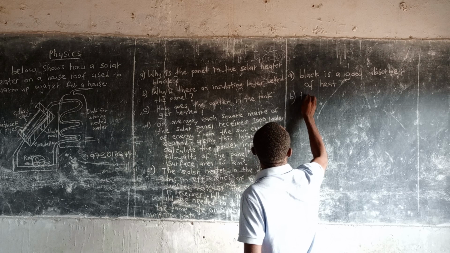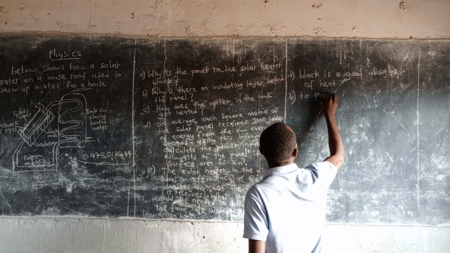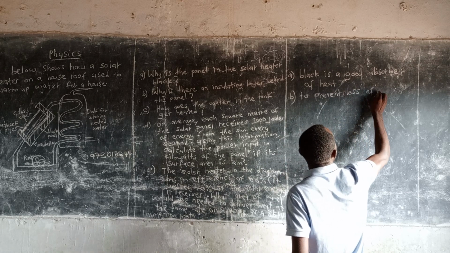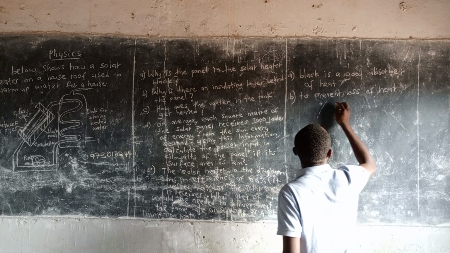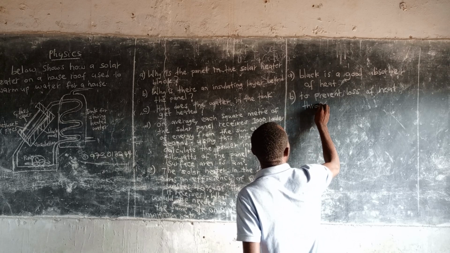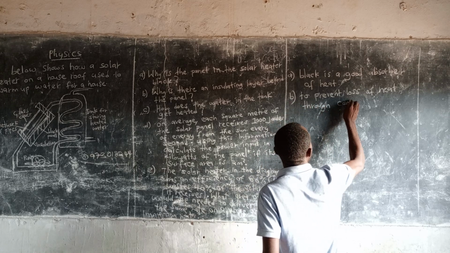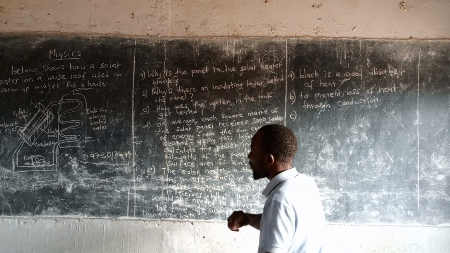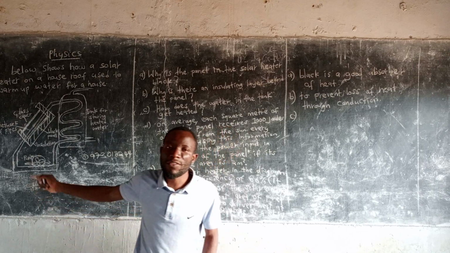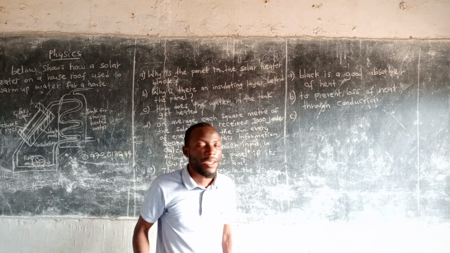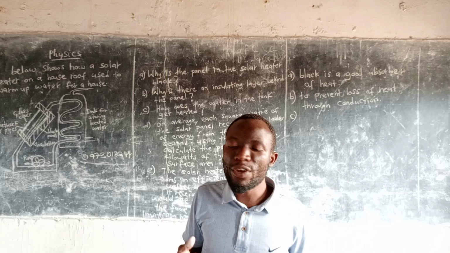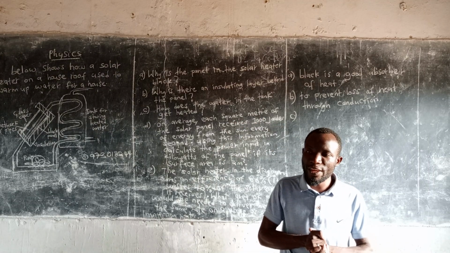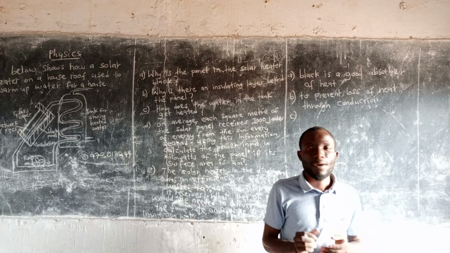So, to prevent loss of heat through conduction. So, an insulator prevents the loss of heat through conduction. Why are we saying loss of heat through conduction? Because insulators are very bad conductors of heat. Are we together? Alright.